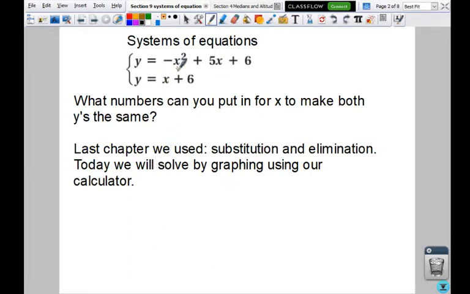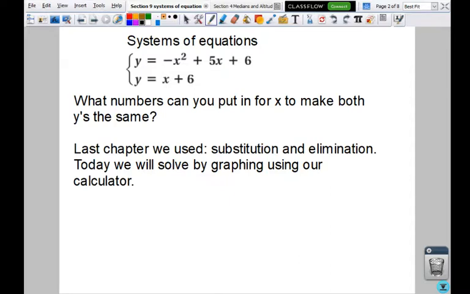Alright, so we're going to graph negative x squared plus 5x plus 6 as my first one. And then I'm going to graph my second one, x plus 6. We did these last time, but we only ever used regular linear equations. We're looking at quadratics today.